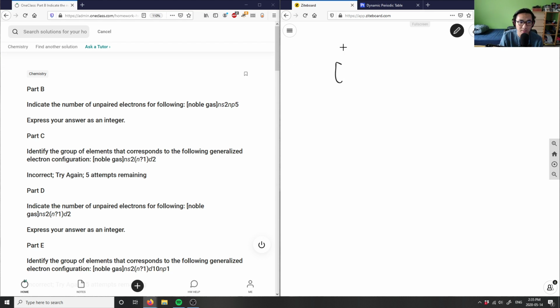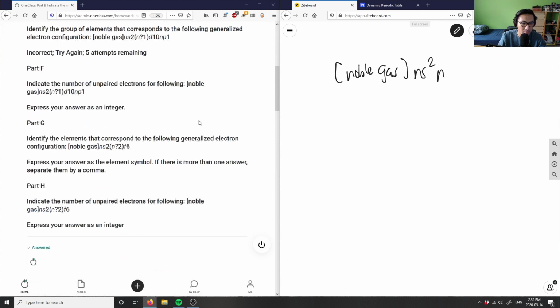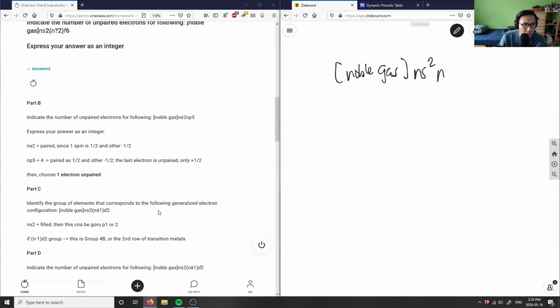So part C is also asking us again. I have a noble gas here, and then I have ns2, and then n, and then question mark 1. I don't know what that is. And then d2, or nd2. Oh, I think it's n minus 1. N minus 1, and then d2. Oh, I don't know what this question mark is. It might be a formatting issue here, so I'm going to scroll down to look at this. I don't know what this means here. This might be a formatting issue.